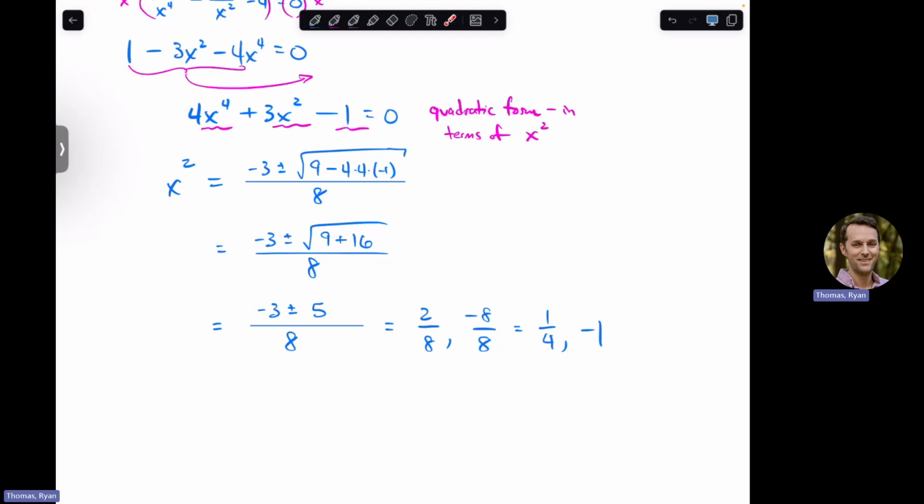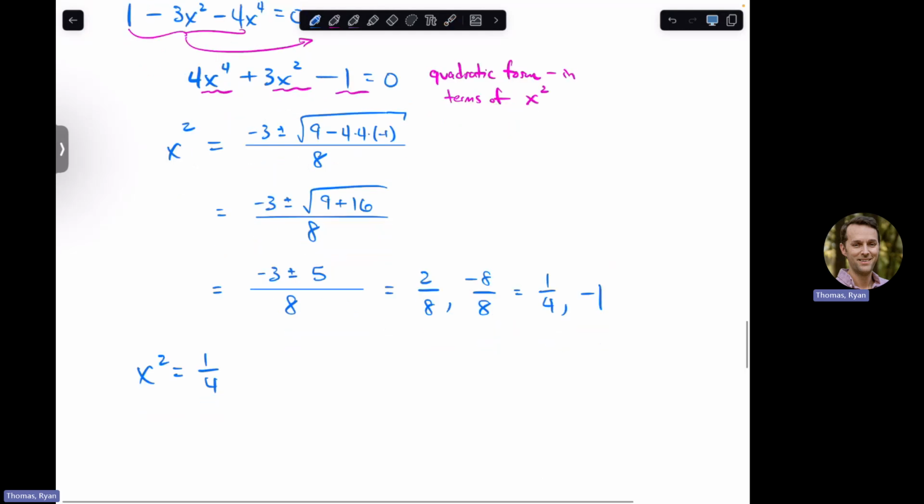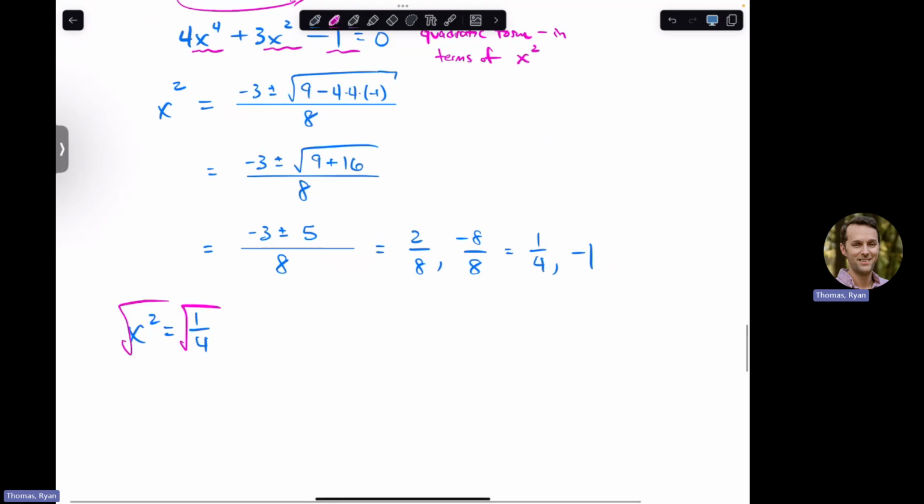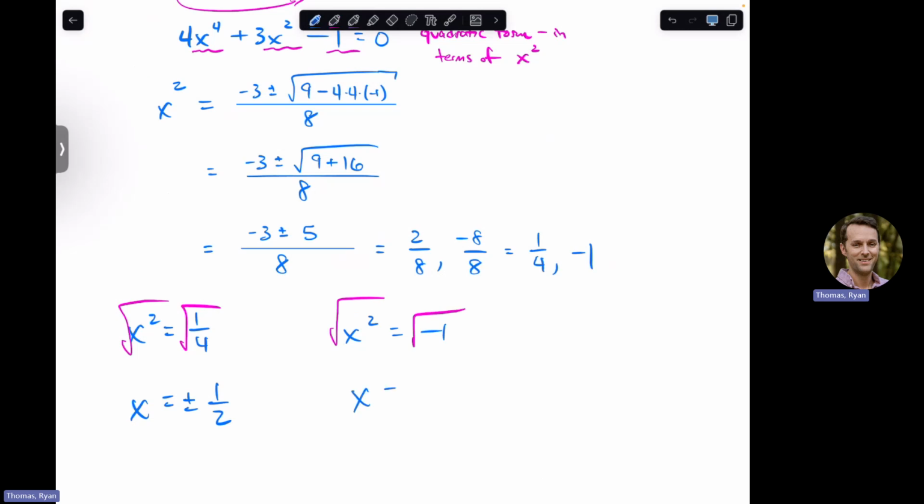Okay, but that's x squared, right? So x squared is 1/4, which means that x is plus or minus 1/2. And on the other hand, x squared is negative 1, which means that x is plus or minus i.